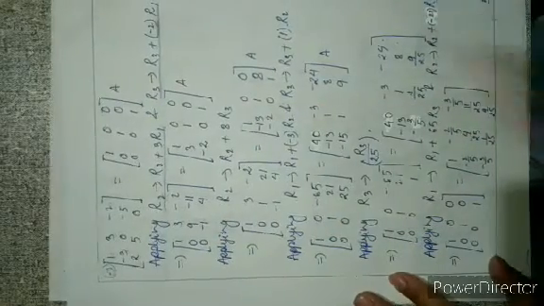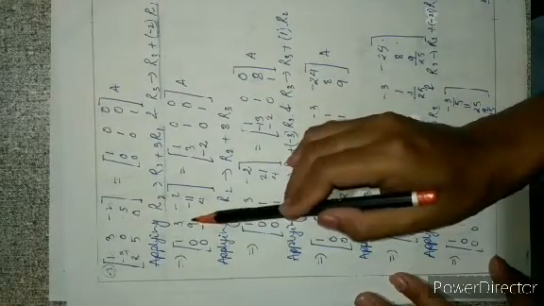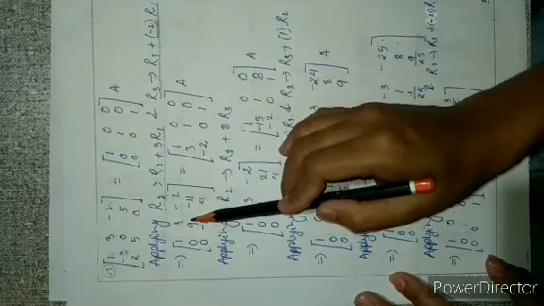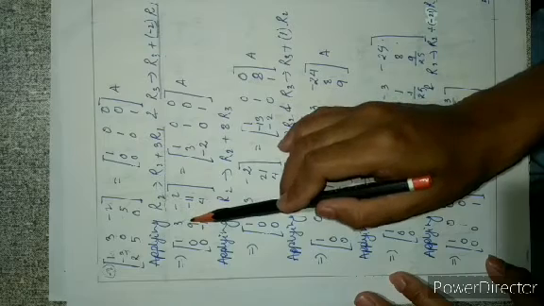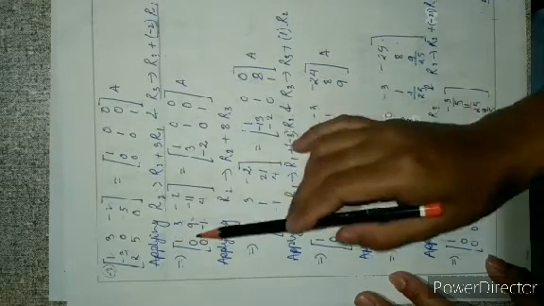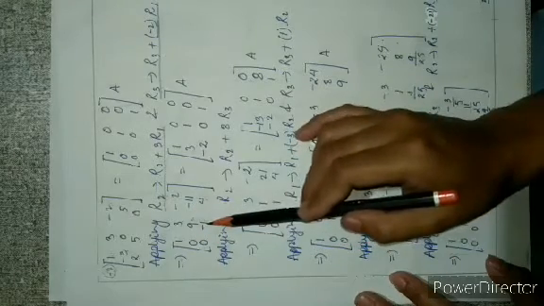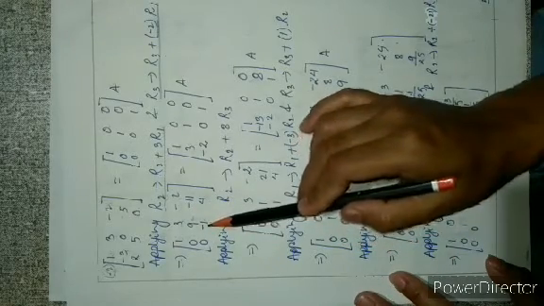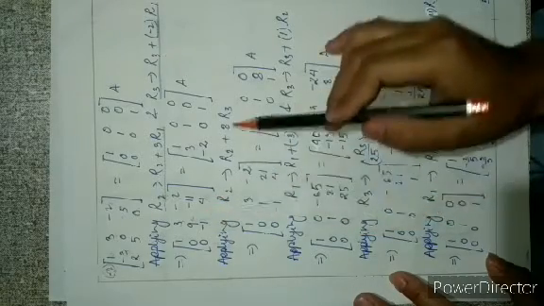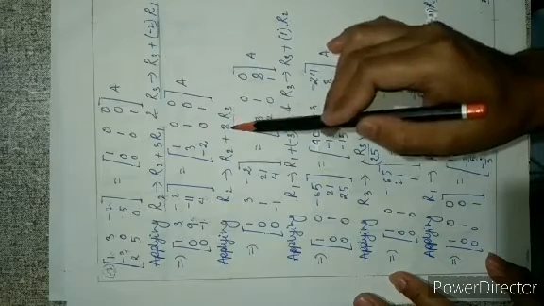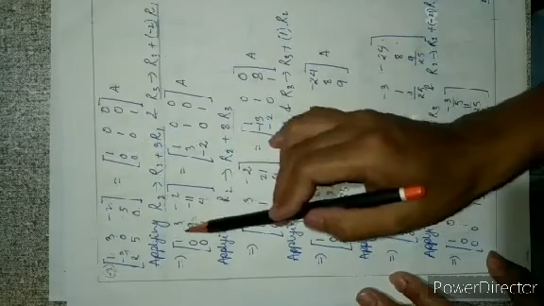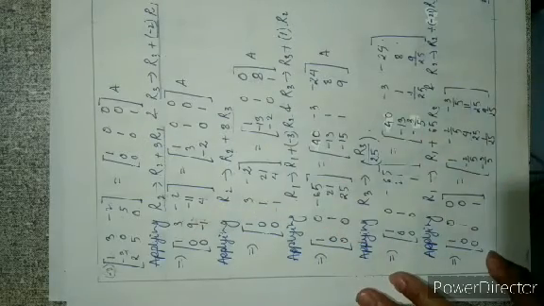Step number 1 is done. Then make the corresponding element in A22, the diagonal element A22, equal to 1. First we multiply the elements of the third row by plus 8 and add to the corresponding elements of the second row, and we get the diagonal element A22 is equal to 1.